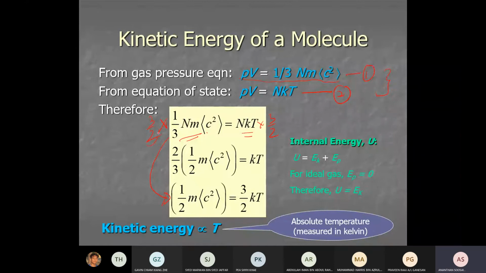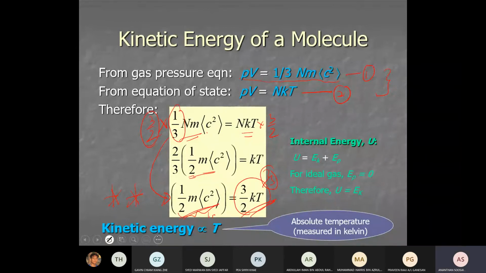Why do we multiply by 3/2? 3/2 times 1/3 will give you a half. We want to get kinetic energy. So half mc squared, which is the kinetic energy of one particle, is found to be 3/2 kT. This is the most important derivation for this topic. The kinetic energy of the particle is 3/2 kT.